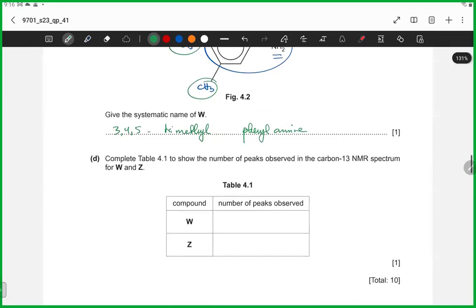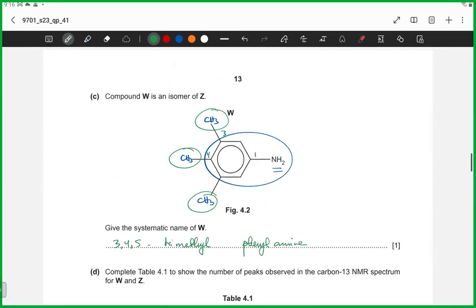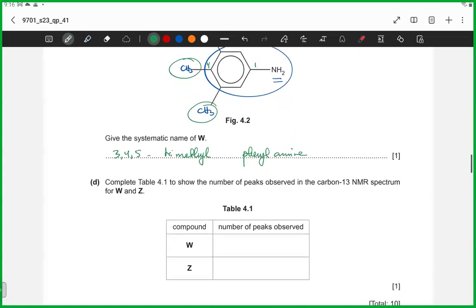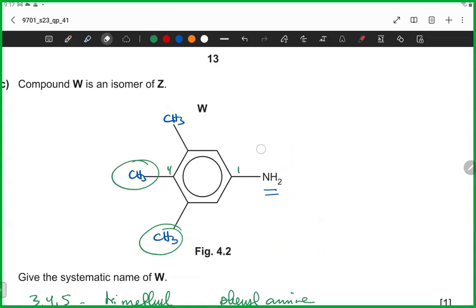phenylamine. Okay. Now it shows the number of peaks observed in the carbon-13 NMR spectrum of W and Z, right? So complete the table. I'm going to go with W first. How many different carbon-13 environments are there? Let's get rid of this. So this is a unique carbon with a totally different environment compared to the rest. So that's the first peak that you're going to get.